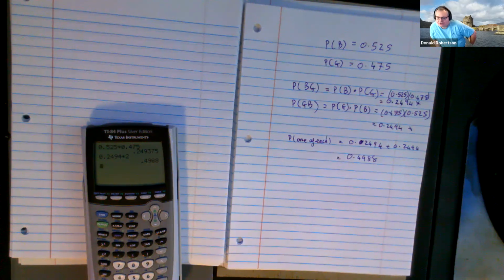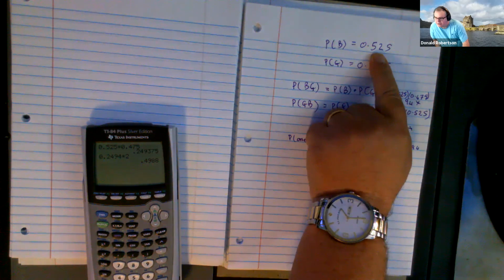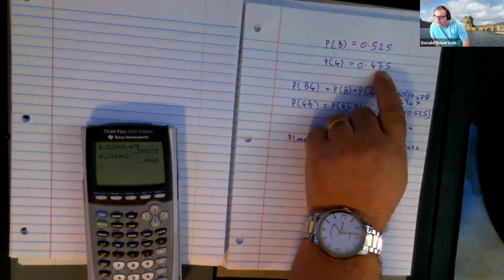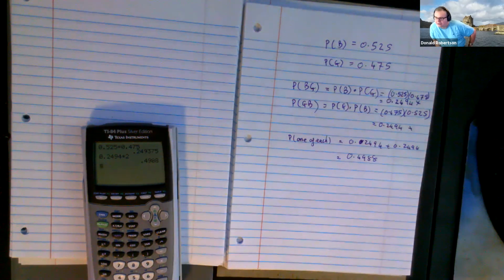Now, if they said, what's the chances that both were boys, wouldn't you do that guy times itself? And the chances that both of them were girls, you do this number times itself. And that would get you the other opportunities of what could happen.